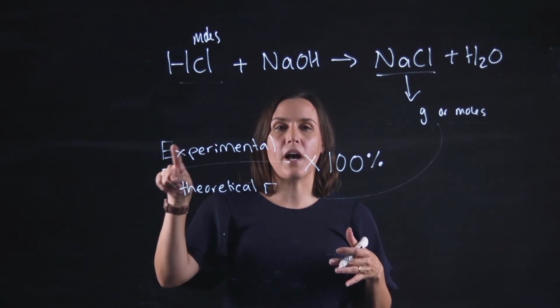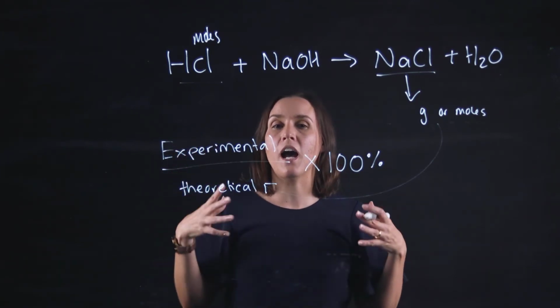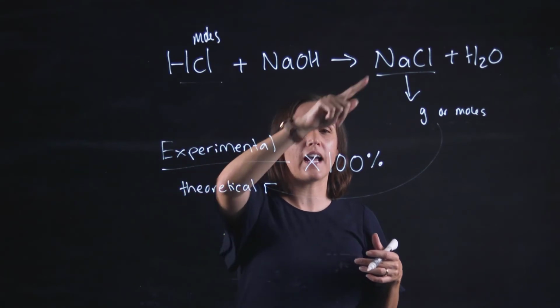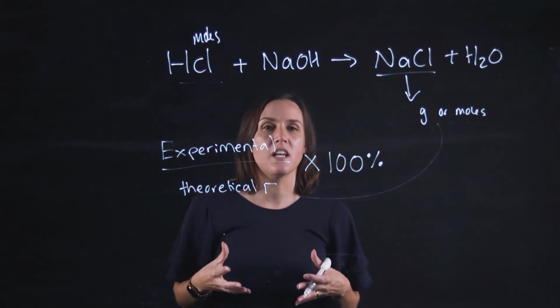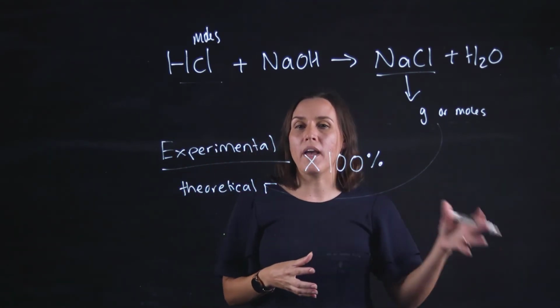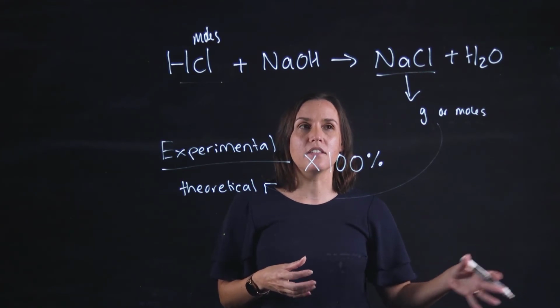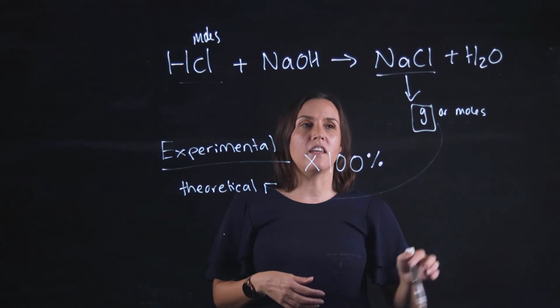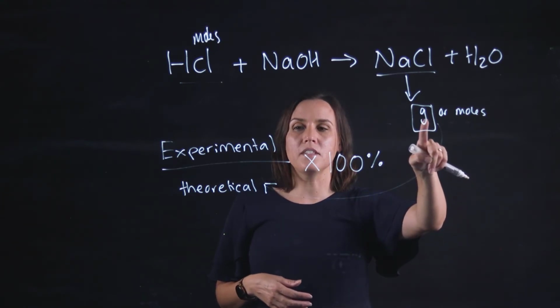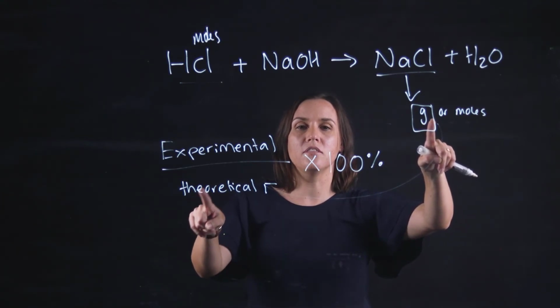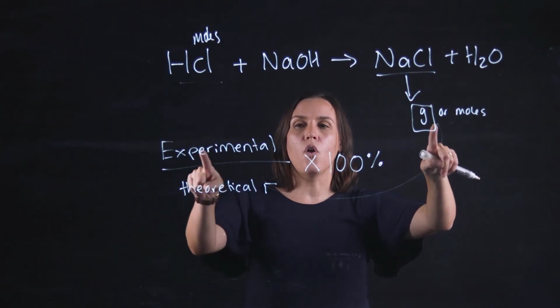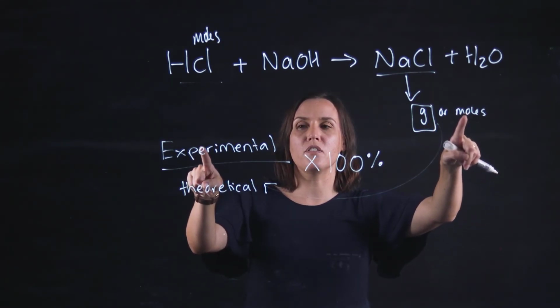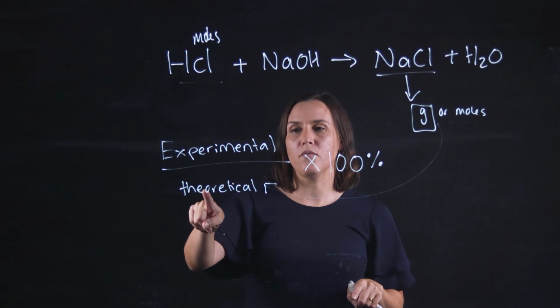The experimental part is what I actually get in the lab. So I'm in the lab, I'm doing this experiment, I collect my salt that's formed. How much of that did I get? I'll weigh it on the balance or on the scales, get it as a gram value, and then I can either leave it in grams if my theoretical value is in grams as well, or I can convert it over to moles if my theoretical is in moles.